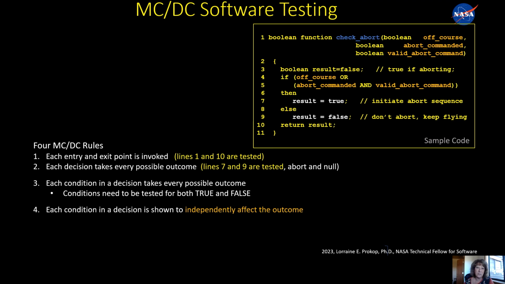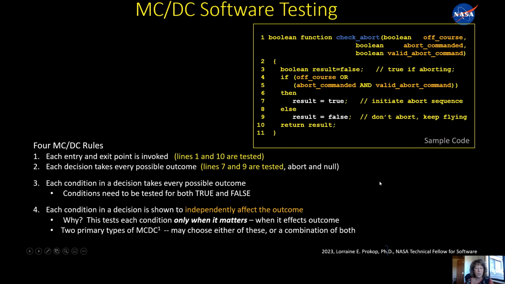Now, this is the one that causes most difficulty in understanding. You have to say, why do I do this? Well, what you're doing here is testing each condition in a decision only when it matters, or only when it actually affects the result of the decision. And I'm going to go through this by way of example.